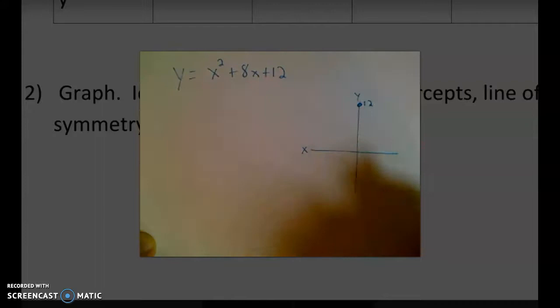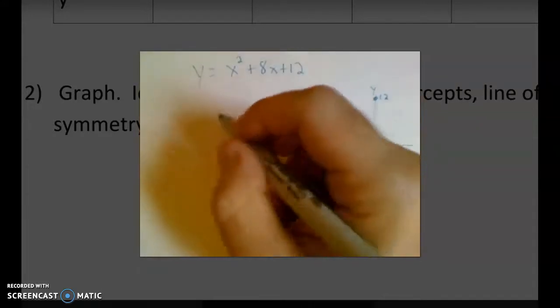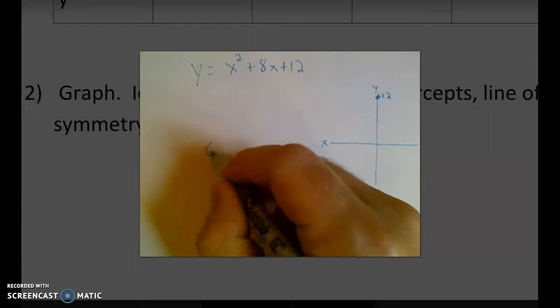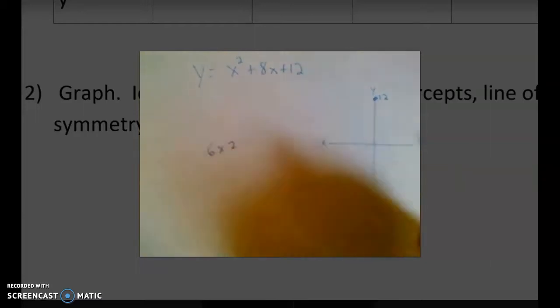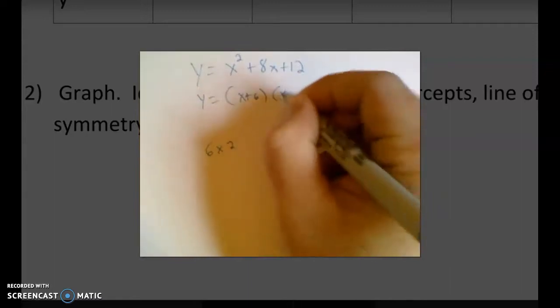And I usually find the x-intercepts, and sometimes I'll try and factor it. See if I can in this case. What two numbers when I multiply give me 12, and when I add them give me 8? I think that's going to be 6 times 2. So y equals x plus 6 times x plus 2.